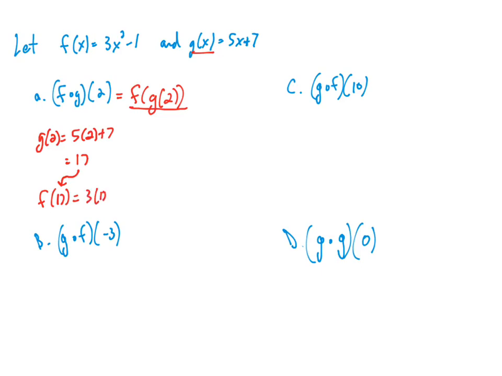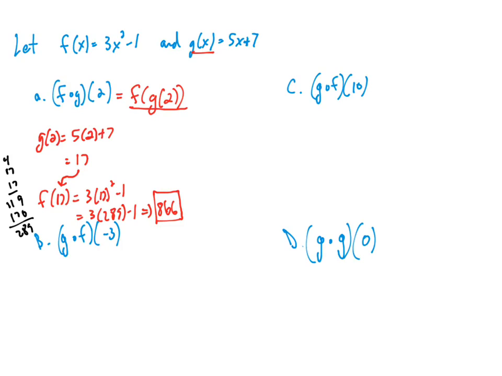3 times 17 squared minus 1. 17 squared, I think, is 289. Yeah, that checks out. Okay, so when we evaluate all of that, we end up with 866. Alright, so that's what our final answer would be, 866.